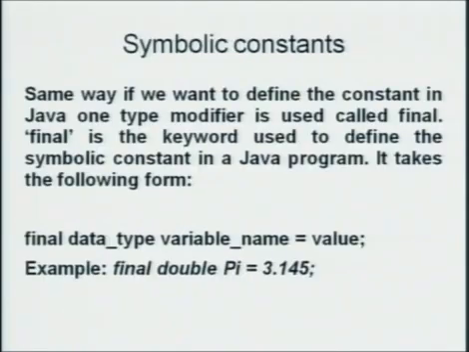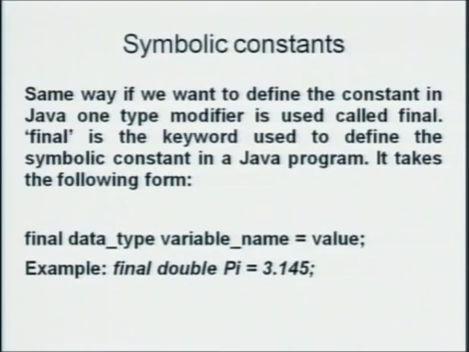Next is symbolic constants. Symbolic constants are available in C and C plus plus also. Basically, symbolic constants contain a constant value. The value given to the variable, you cannot change it. That's called a symbolic constant. In C and C plus plus, hash define is used. If you write hash define and then the variable name, and then the value, it will be given to that variable, but it cannot be changed.